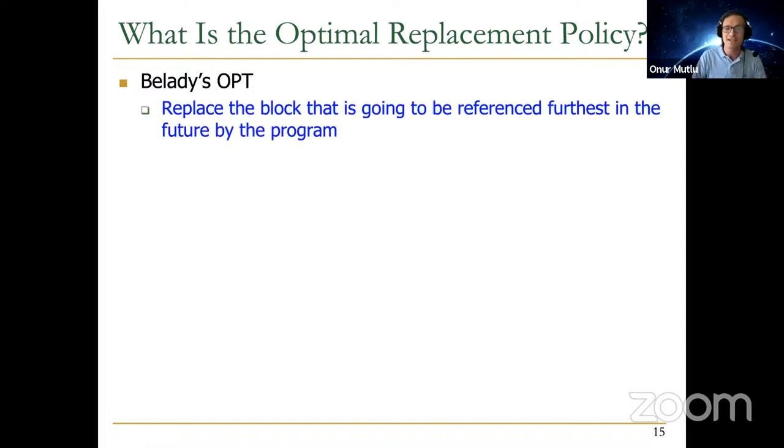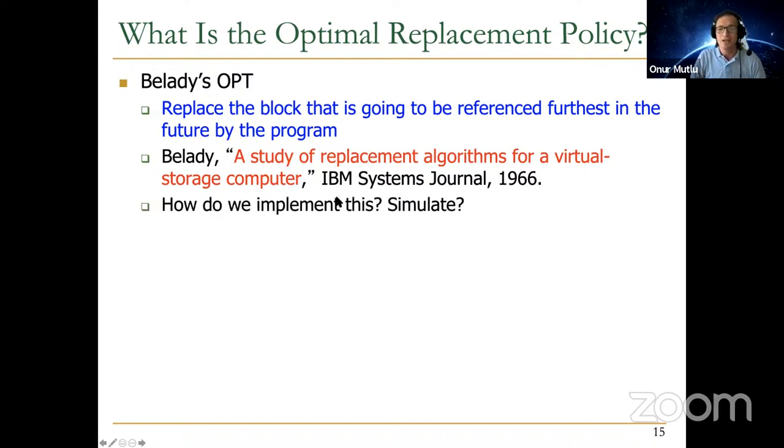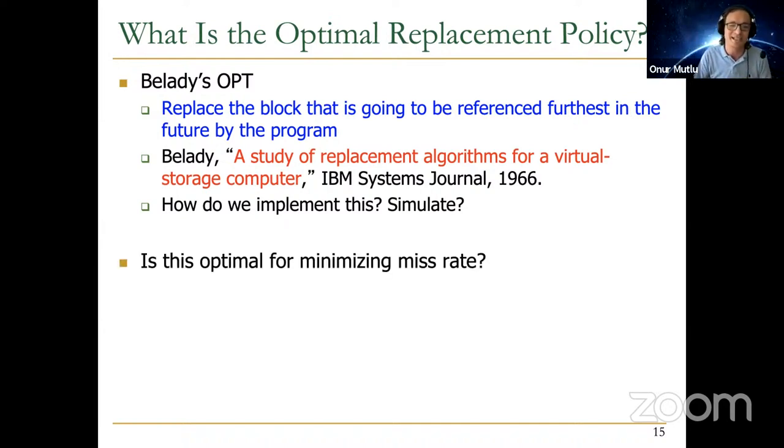we talk about performance. And the idea in the optimal replacement policy is to replace the block that's going to be referenced furthest into the future by the program. And this makes sense. You can actually prove it. And this was actually proposed for virtual to physical memory systems by Belady in this seminal paper. Of course, there are many interesting questions. You cannot implement this because this requires you to look into the future. You may guess, you may predict. Even simulation of this is not easy, actually. I'm not going to go into the details of this.